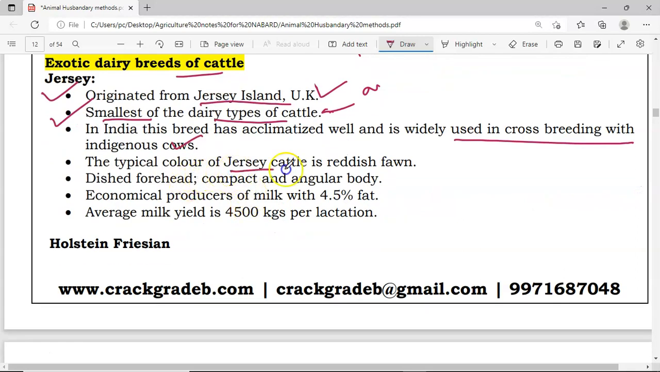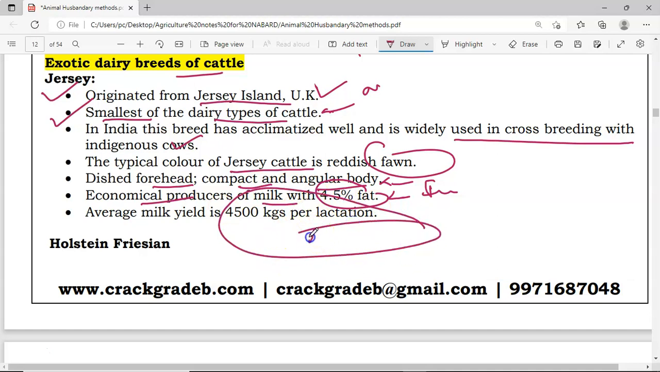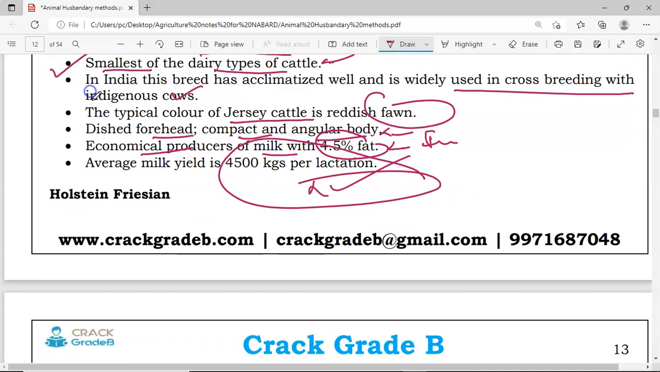The typical color of Jersey cattle is reddish fawn. The shade of forehead, compact and angular body are other characteristics of this cattle. It is an economical producer of milk of 4.5% fat, very important. And the average milk yield is very high, 4,500 kg per lactation, very important cows.